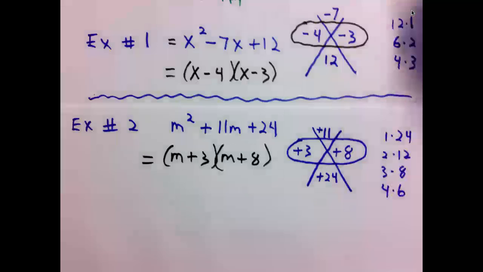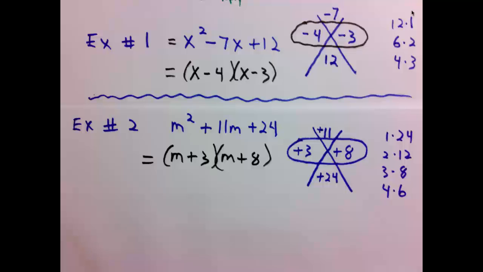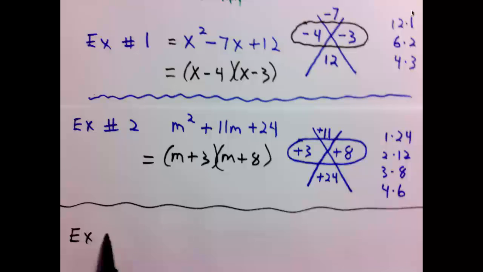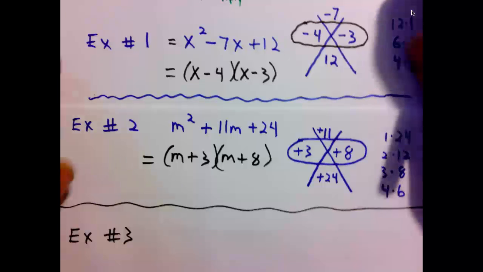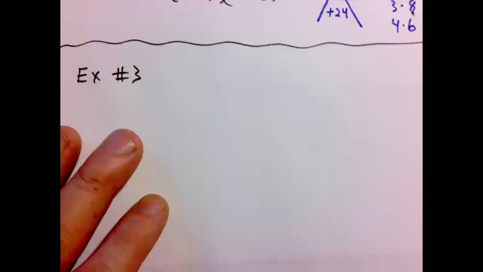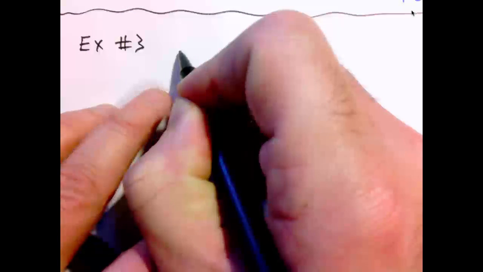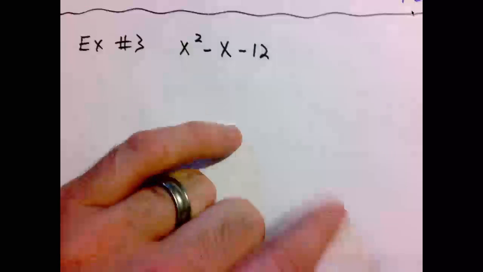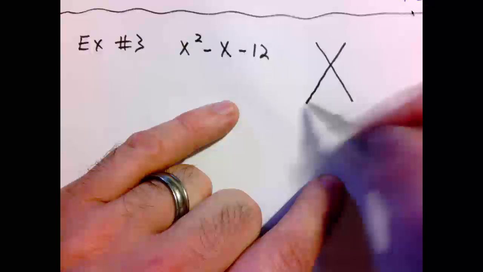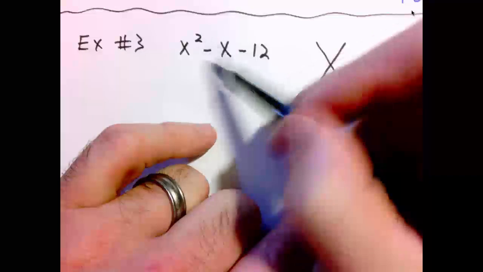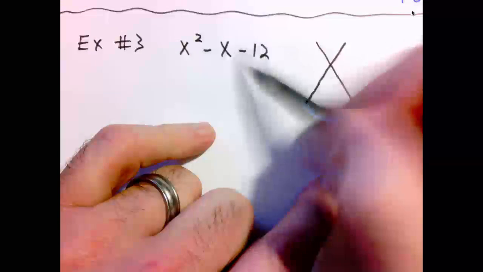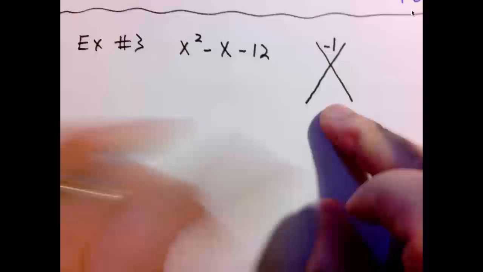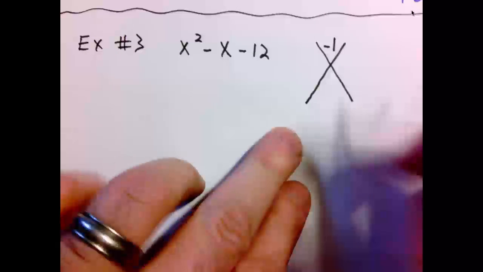Okay, one final example. X squared minus x minus 12. Okay, we start with our big X. In the top is b, and b in this case is a -1. A is the coefficient of x squared, b the coefficient of x, c the constant. B is -1. In the denominator, it's a times c. That is 1 times -12. That's a -12.